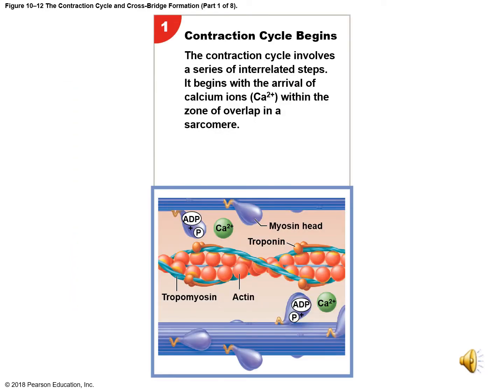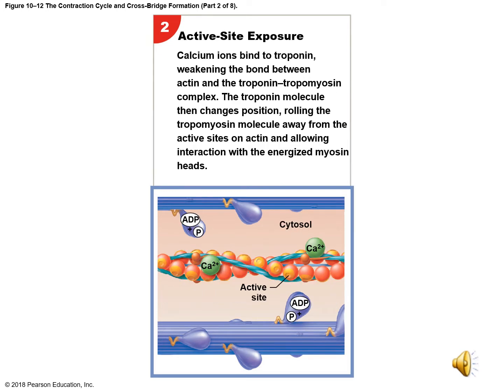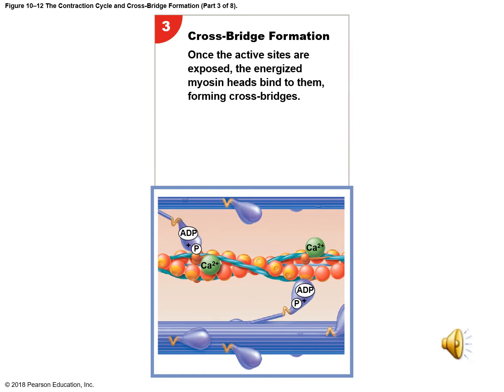The contraction cycle. This is going to begin with the arrival of the calcium into the sarcomere, which will then bind with the troponin. The calcium binds with the troponin, which causes it to shift its position, and the troponin now pulls the tropomyosin, which it is also bound to, off the active sites of the actin, exposing the active sites now to the heads of the myosin, which will now start reaching up and forming a cross bridge.